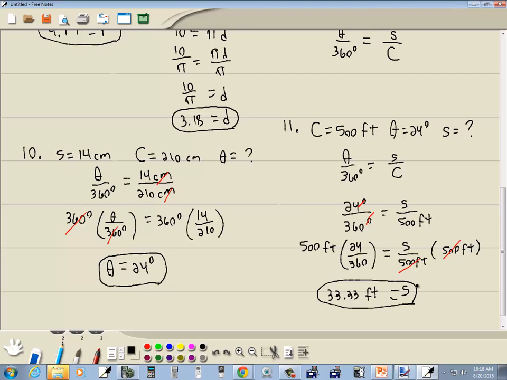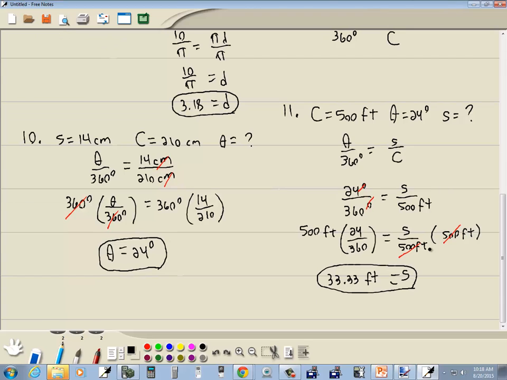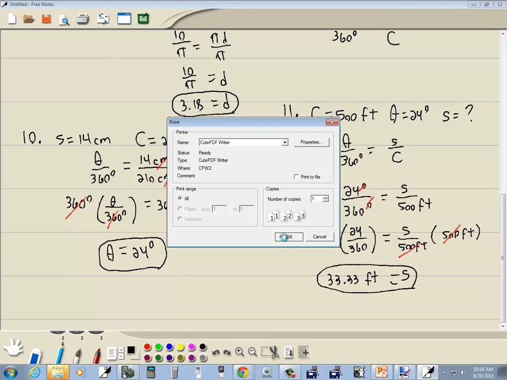Doesn't say how many decimal places, just take it to 2 decimal places. Precision all depends upon the application you're dealing with. So if you're doing road construction, 33.33 feet is plenty of precision in most cases. But if you're designing some kind of component for a computer or something, you may need to take it out to more decimal places. Let me save that.